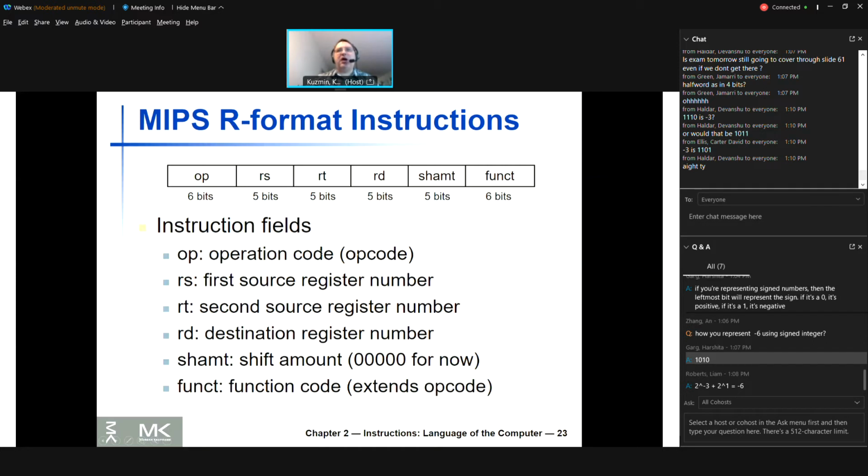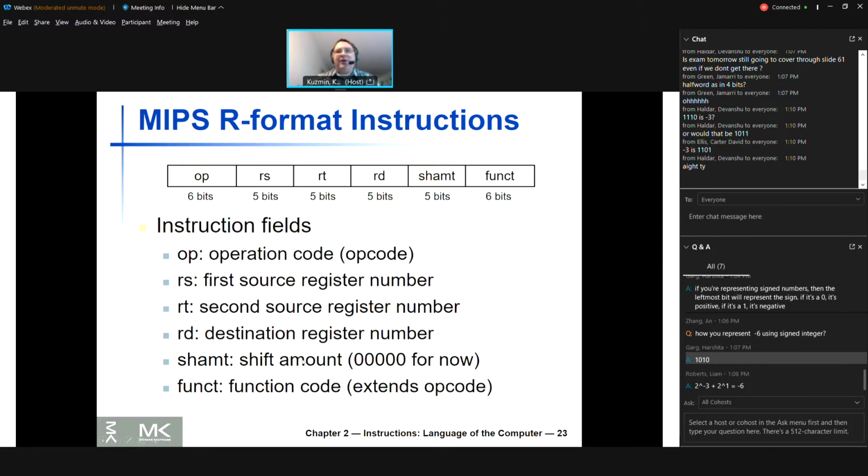So OP is the operation code. That's the code that determines the type of the instruction, and it's 6 bits. And then RS and RT are source registers. For example, for add, those are the values that we are adding. And RD is the destination register. It's easy to remember because RD is register for destination, RS is register for source, and T is just the next letter in the alphabet after S, right? Because we have to distinguish between one source and the other source. That's how they came up with RS and RT.